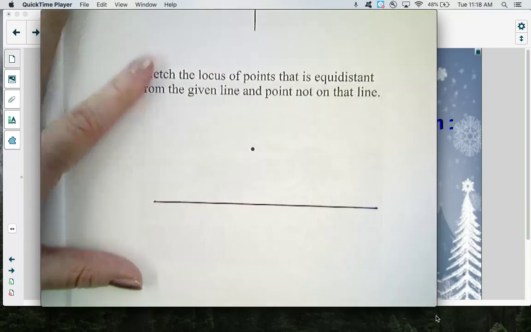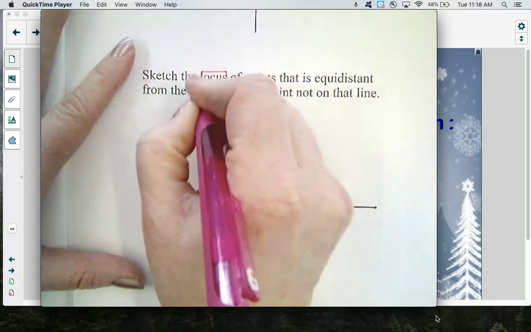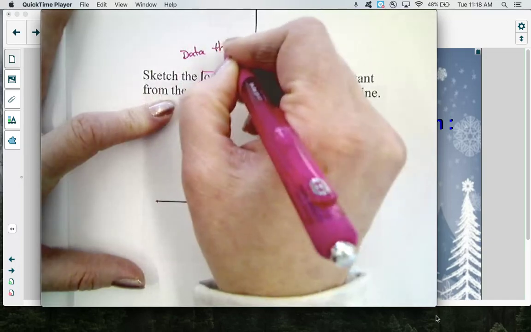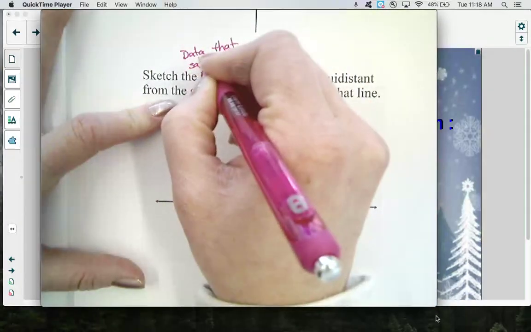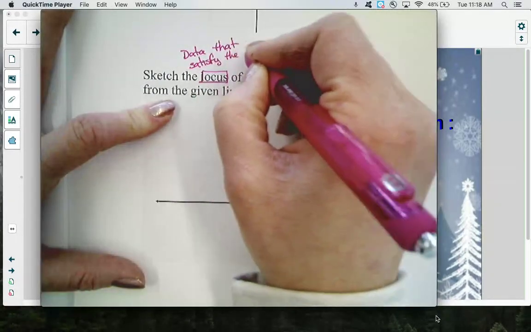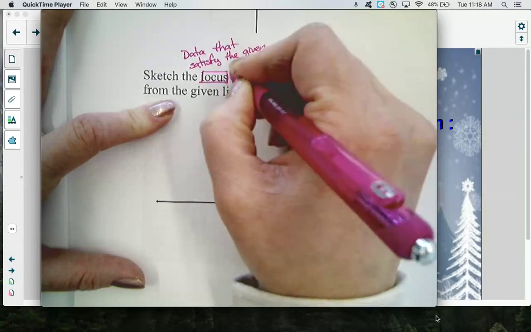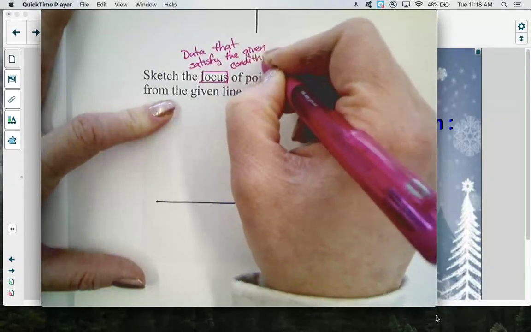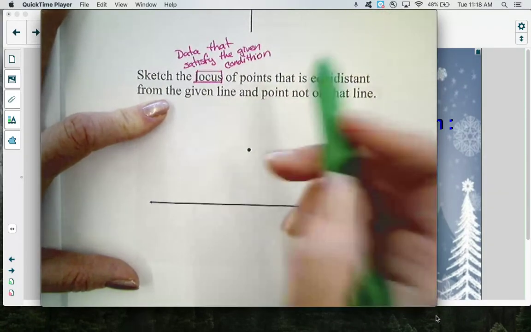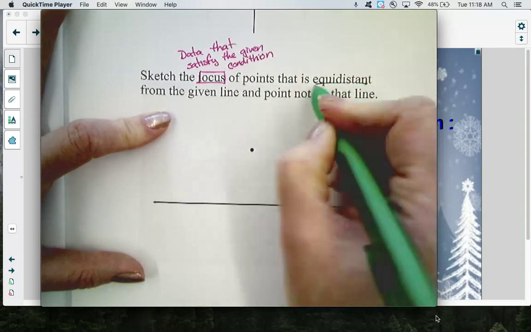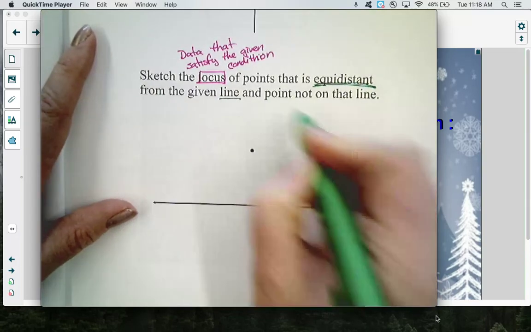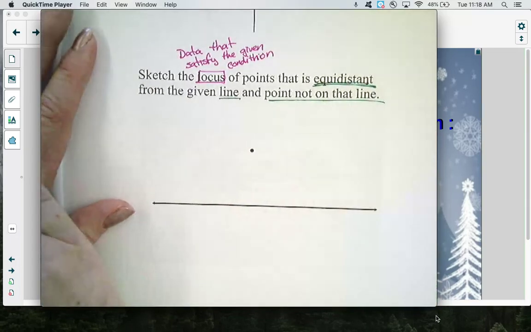So, sketch the locus, box it. Remember, all that means is data that satisfies the given condition. So the given condition, I can't spell. There you go. Put an H. The given condition is that it's equidistant, and that just means it's the same distance from the line and the point not on the line.